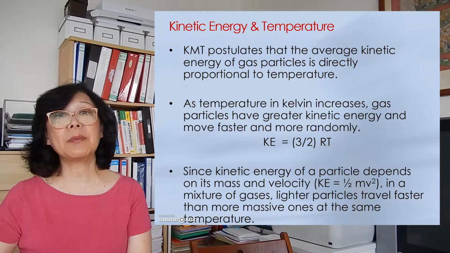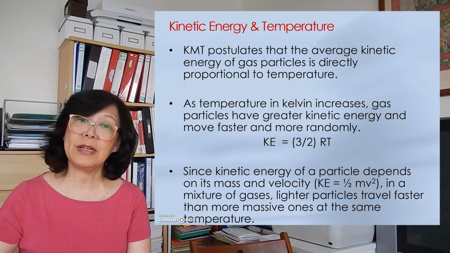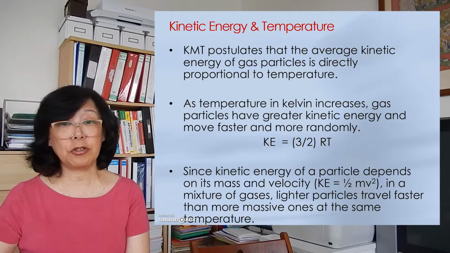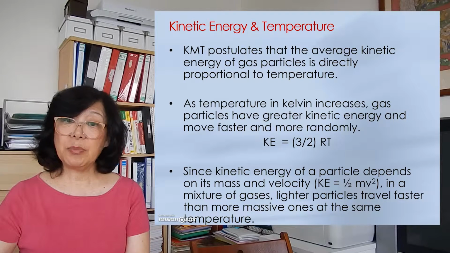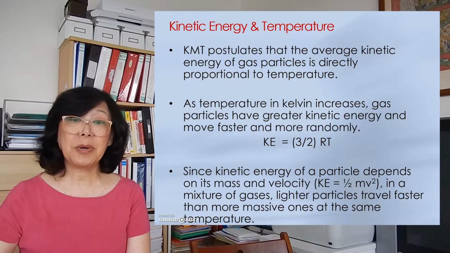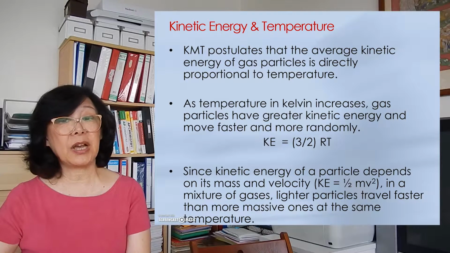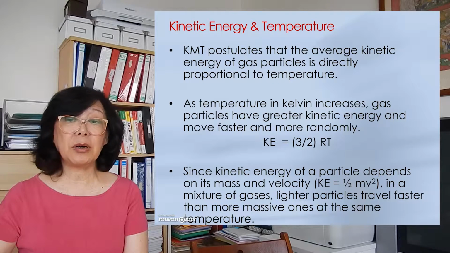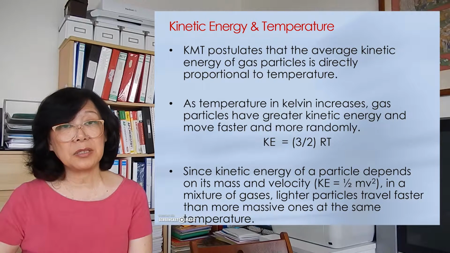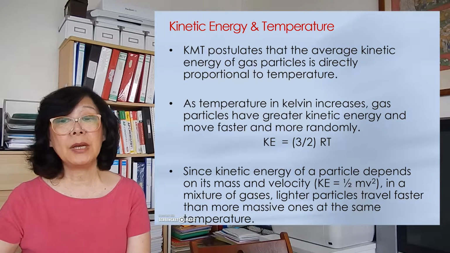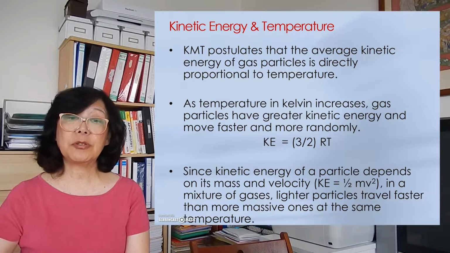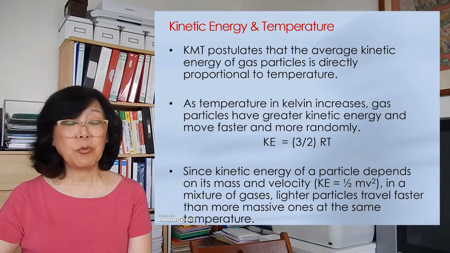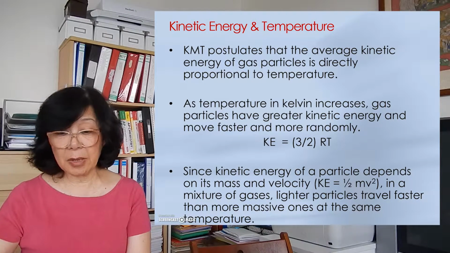Now, in the kinetic molecular theory, it is postulated that the average kinetic energy of gas particles is directly proportional to its temperature. As temperature in Kelvin increases, gas molecules move much faster because they have greater kinetic energy. Now, the kinetic energy is dependent on the mass and velocity of the molecules, where KE is equal to 1/2 mv squared. So in a mixture of gases, lighter molecules travel faster than more massive ones, which would be traveling slower at the same temperature.